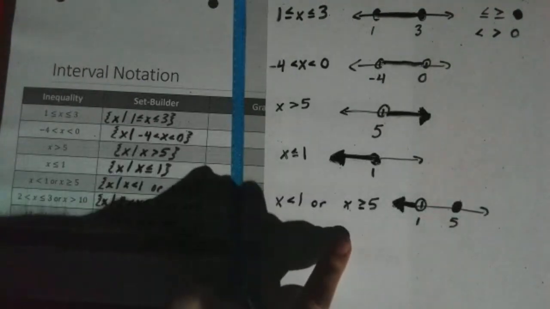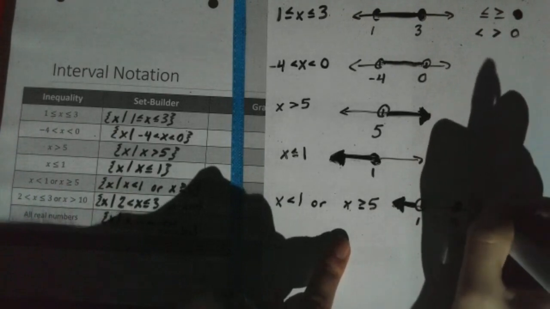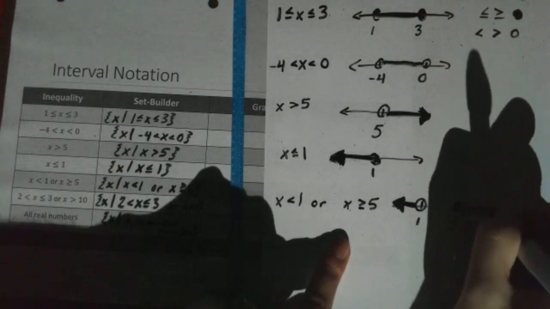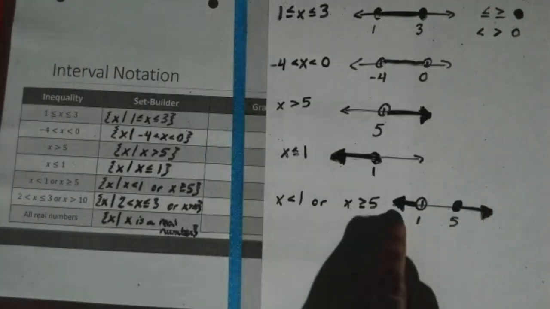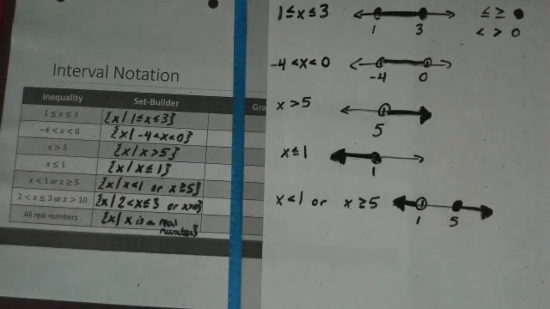Or x is greater than or equal to 5. So to do x is greater than or equal to 5, I shade to the right of 5. So we could be over here, or we could be over here.